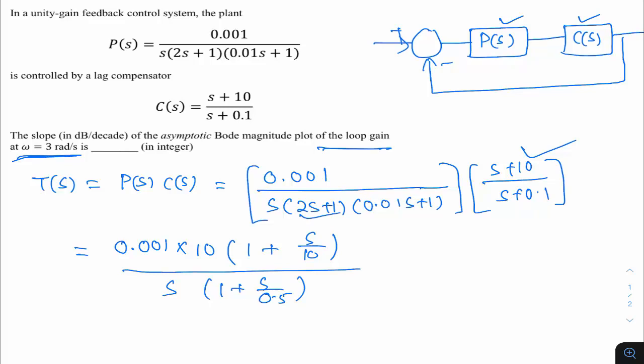Similarly, the next factor can be written as 1 plus s by 100, so that 1 by 100 is 0.01. Similarly, the next factor, which is s plus 0.1. Okay, from this what you do is let us take the factor 0.1 common, because we don't have the 1 there. If I take 0.1 common, this happens to be 1 plus s by 0.1.